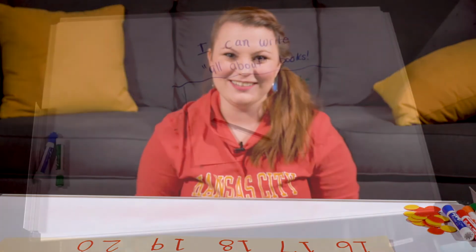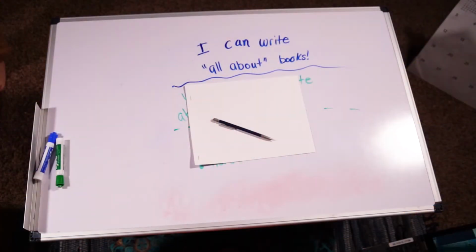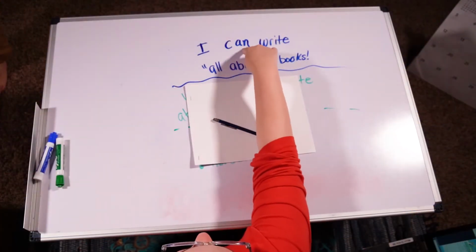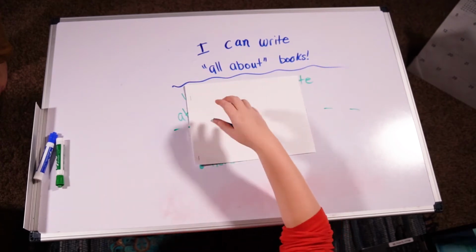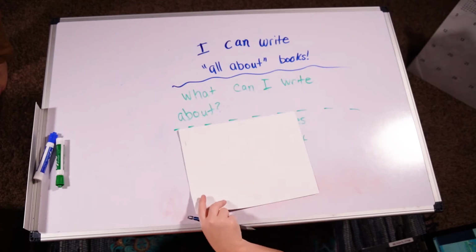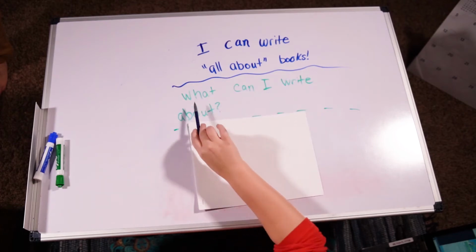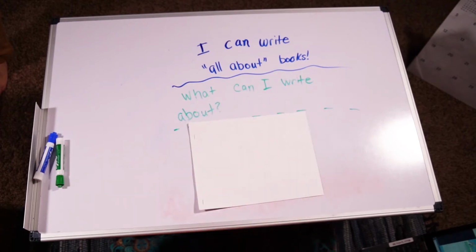Let's get into it. All right, let's read our I can statement first. I can write all about books. Remember, these are books all about something. So I started out by asking myself the question, what can I write about? I want you to take some time, so go ahead and pause the video now and make a list. See if an adult can help you. Make a list about the things that you think you can write about.